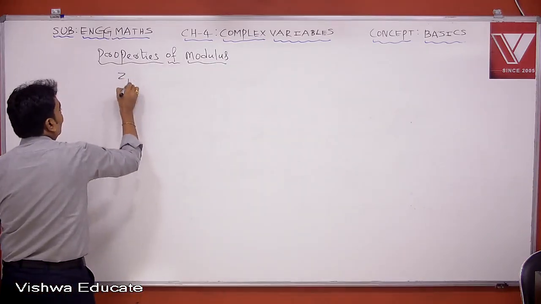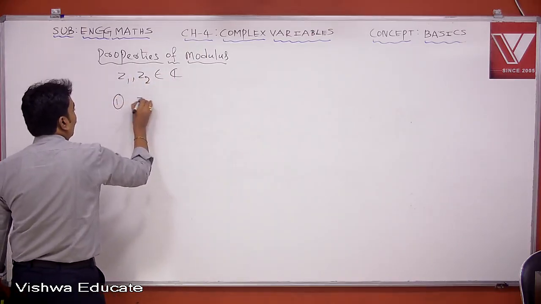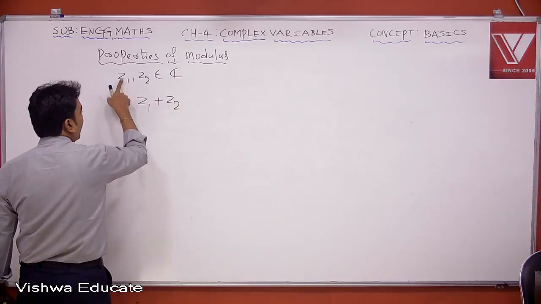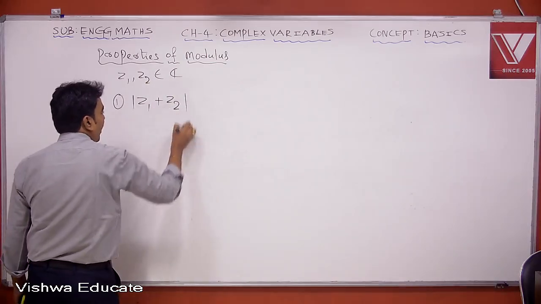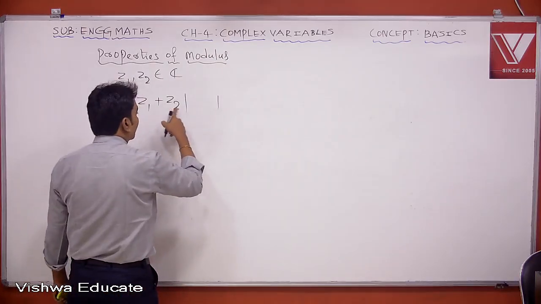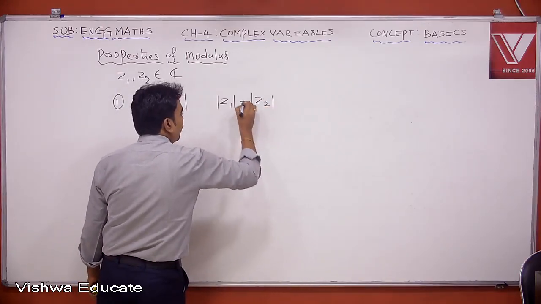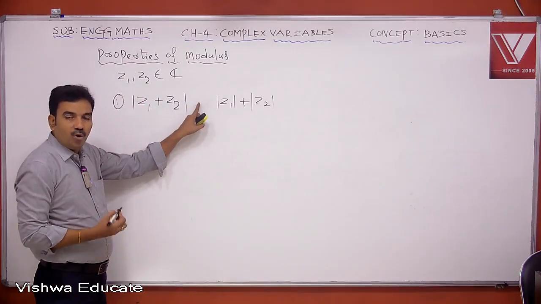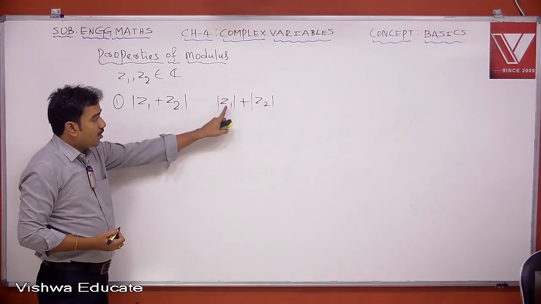Suppose I have two complex numbers z1 and z2. Add these two complex numbers z1 and z2, and I will get a new complex number. Apply modulus. Can you guess the relation between the modulus of z1 plus z2 and mod z1 plus mod z2? I need to establish whether it is equal, less than, or greater than.